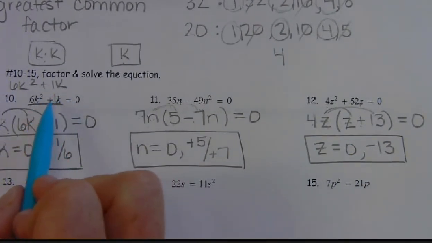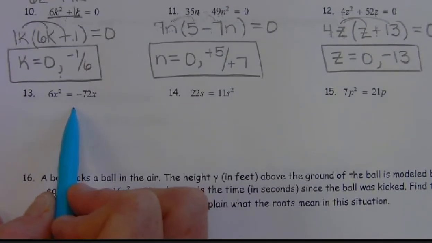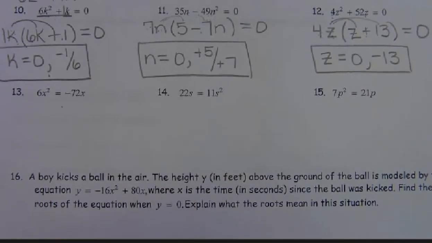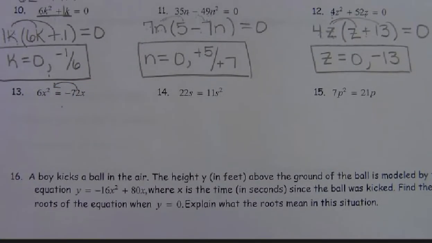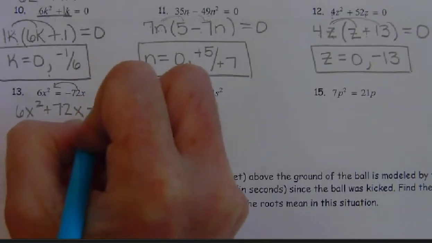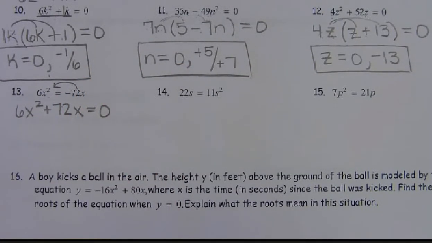If you notice, all of these had all your variables on the same side. This one doesn't. So if the variables are not on the same side, you have to get them on the same side so it equals 0. Anytime you cross over the equal sign, what that does is it just changes the sign of what you're bringing over. So when I bring over the negative 72, he turns into a positive 72x.